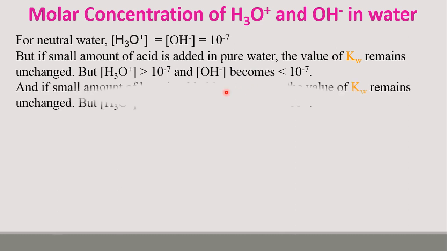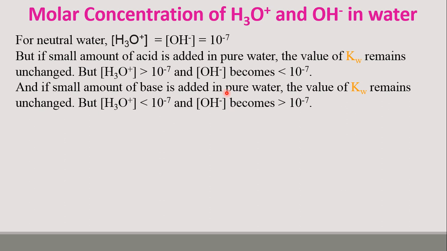In the same way, if we add a small amount of base in pure water, then also the value of Kw remains unchanged, but the concentration of hydroxyl ion is more than 10 to the power minus 7. So, the concentration of hydronium ion is less than 10 to the power minus 7.